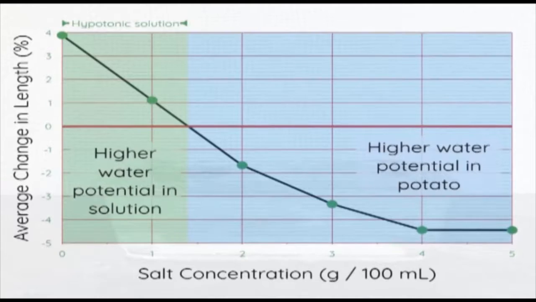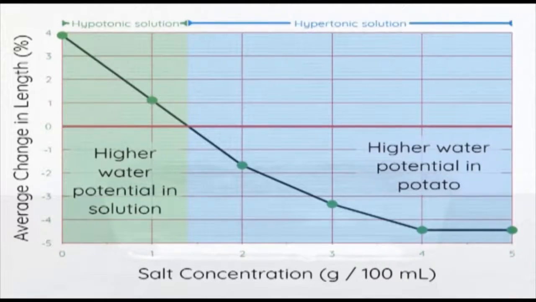At the point the graph crosses at 0, where the concentration of the solution is about 1.4 gram per 100 milliliter of salt, the solution is isotonic. In this case, the water potential inside the potato is equal to the water potential in the solution. At this point, there is no net movement of water.